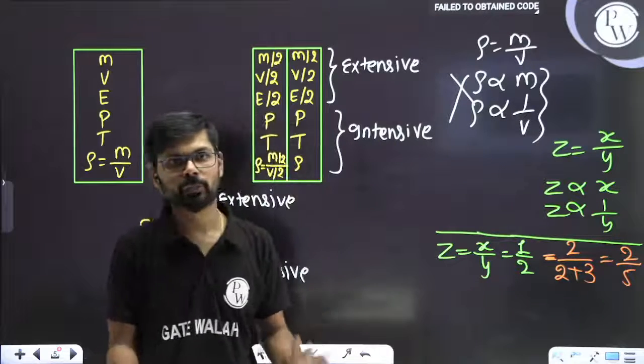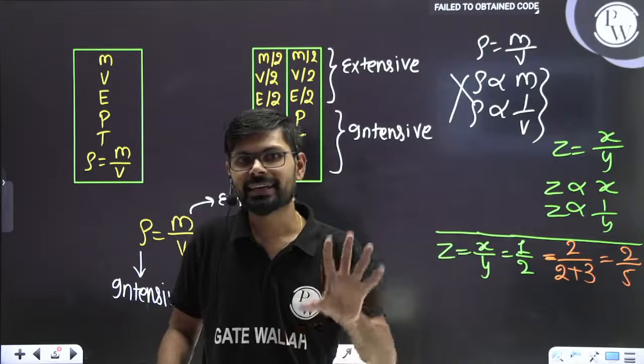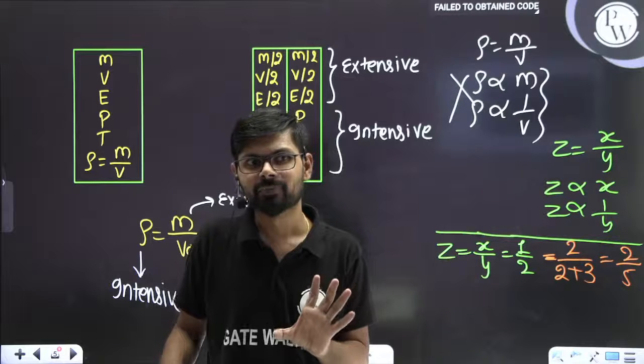You are getting my point or not? Please try to understand. If one function is there, that is z is equal to x by y.